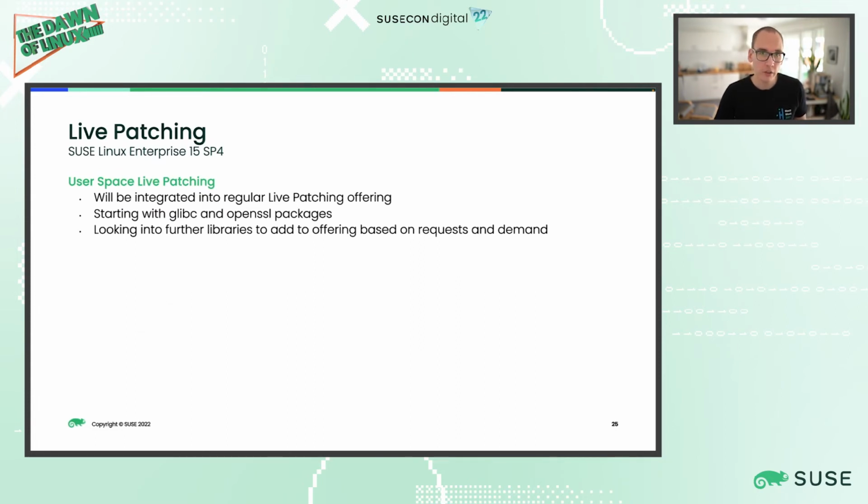On the live patching side, we are now providing user space live patching. This will be integrated within the regular live patching offering, which already supports live patching of the kernel. We are starting out with supporting glibc and OpenSSL packages with this ULP, but we are looking into further libraries based on your feedback. So if you have any libraries in mind that you would like to see supported by user space live patching, please get in contact with us and we can look into enabling those libraries for future releases.